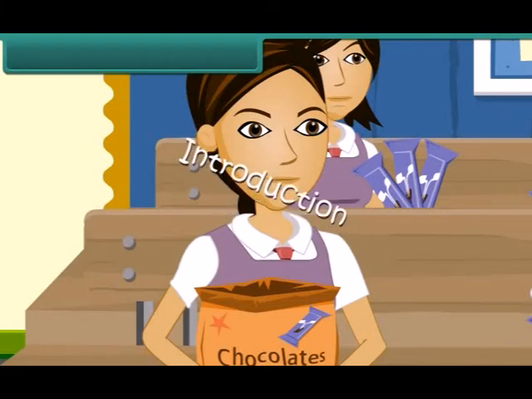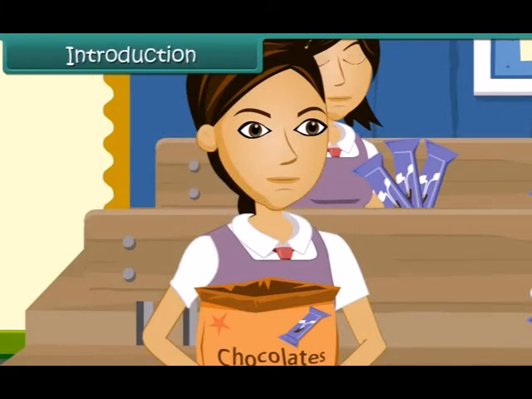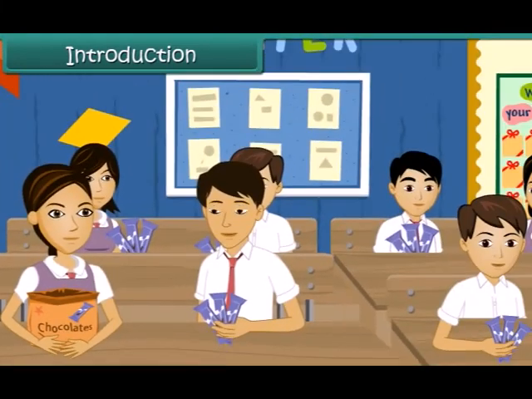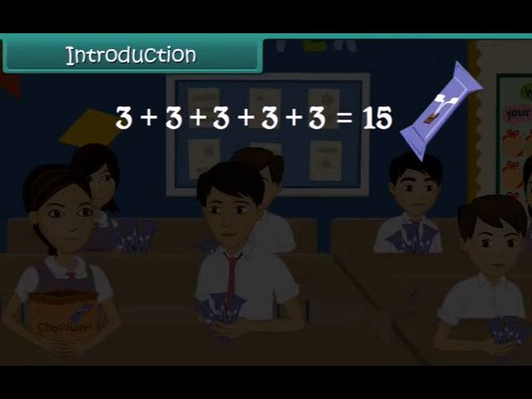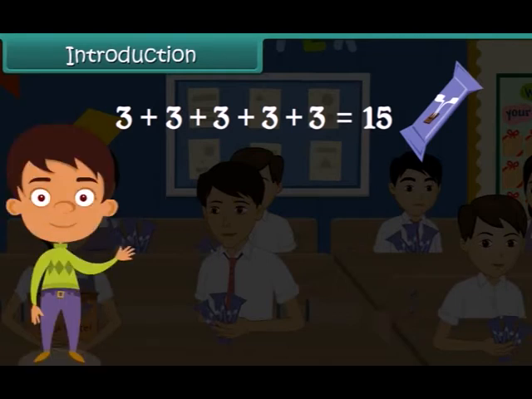Introduction. It is Riya's birthday today. She has decided to give 3 chocolate bars to each of her classmates. So far, she has covered 5 friends. Therefore, she has given away 3 plus 3 plus 3 plus 3 plus 3, which is equal to 15 chocolate bars. After a while, she finishes distributing the chocolate bars to the entire class of 35 students.